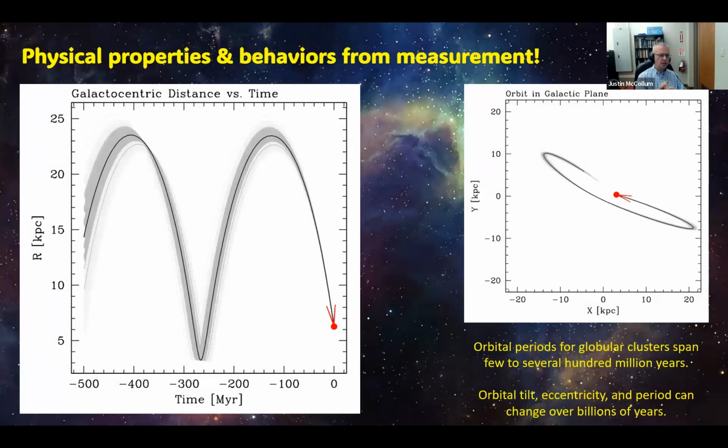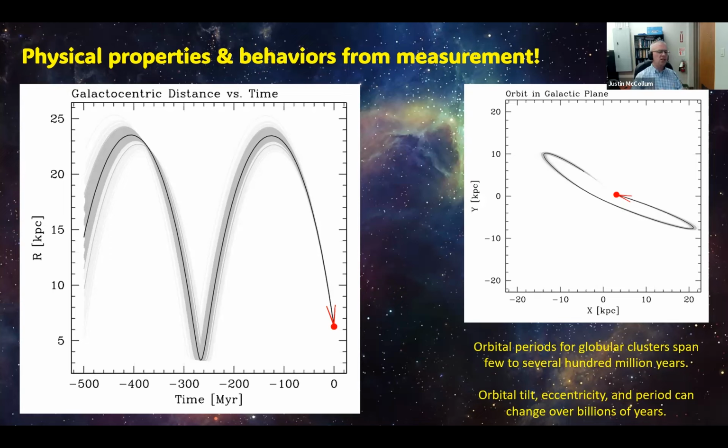Now, let's be aware that globular clusters' orbits will change over time. The orbital tilt will change. The periodic motion will change. So we look at the orbit with respect to the center of the Milky Way versus the plane of the Milky Way. And so the orbits do not maintain their shape. They sort of wobble around over hundreds of millions of years to billions of years.